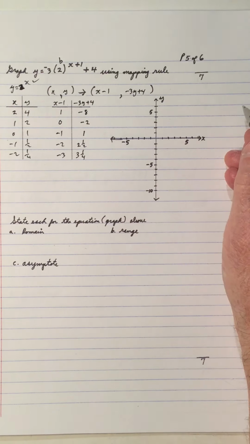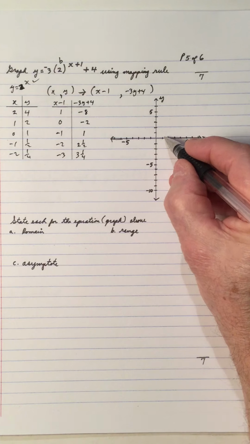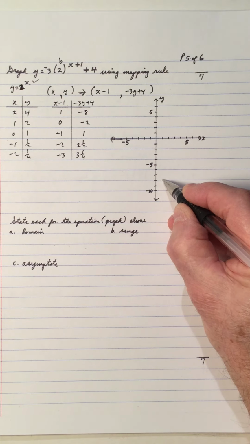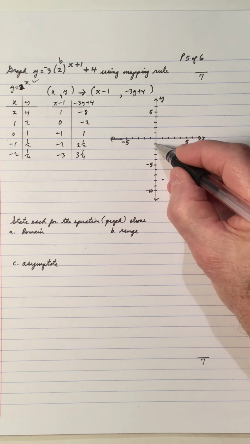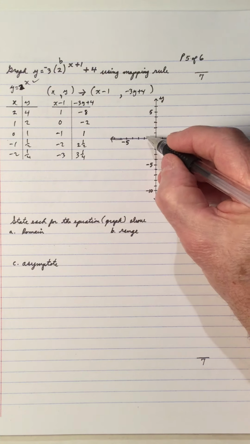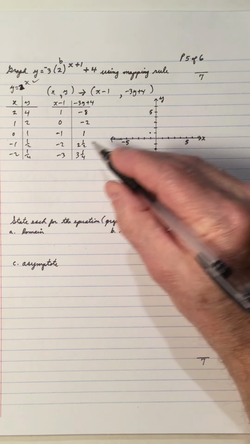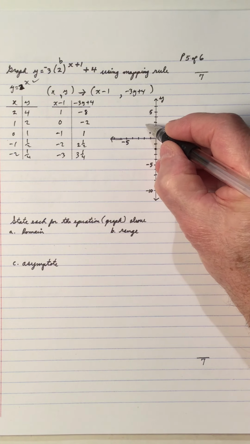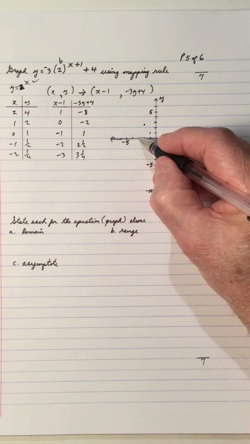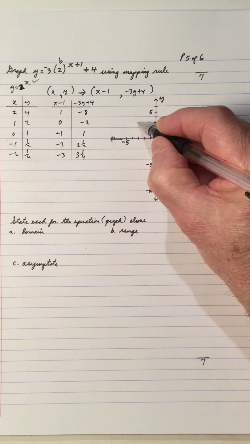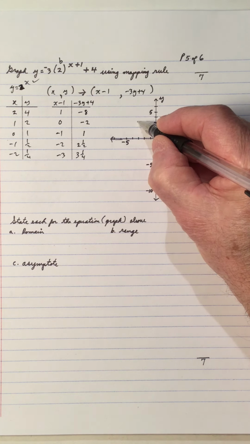So let's graph these. When x is 1, we get a negative 8. Right there. When x is 0, we get a negative 2. When x is negative 1, y is 1. When x is negative 2, y is 2.5. When x is negative 3, y is 3 1/4. So there's 3 1/4 right there.